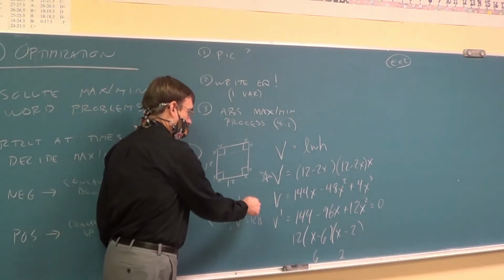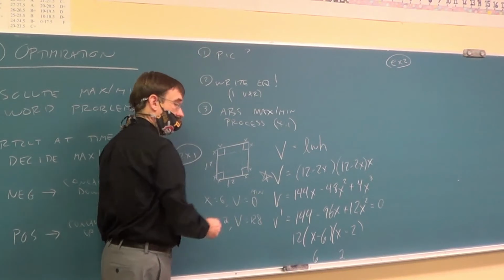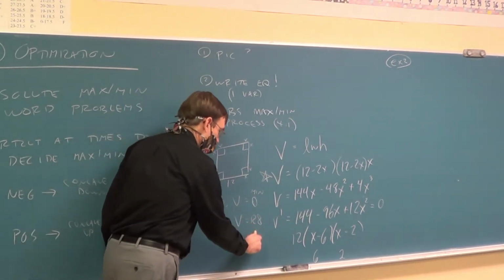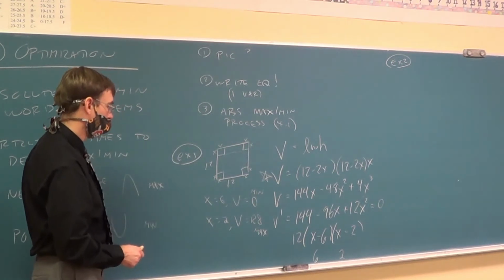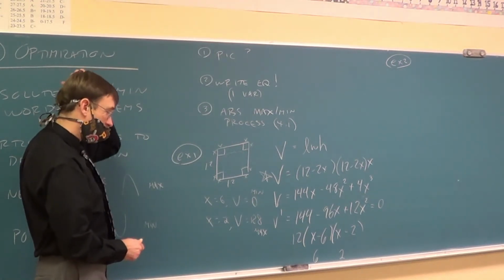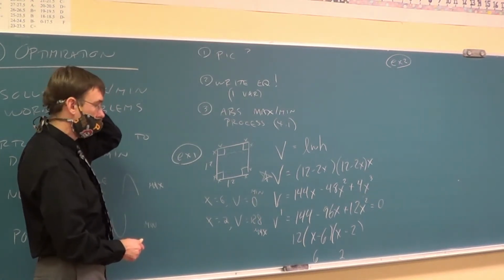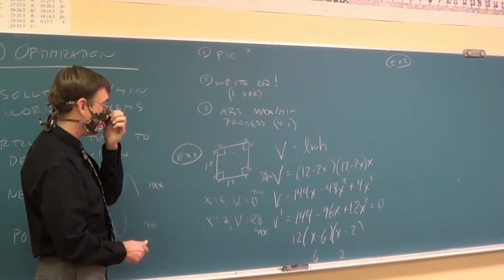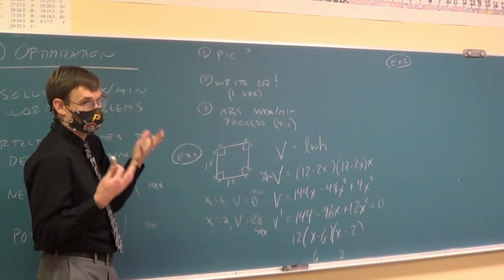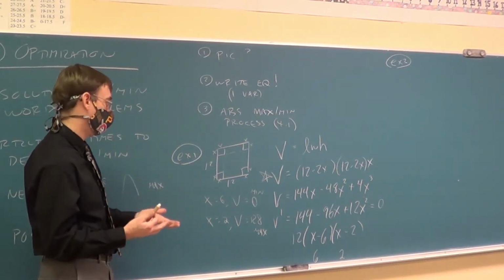So this pairing is the min, because 0 is low. This pairing is the max, because 128 is higher than 0. And then it's a question of what did they ask you? Sometimes that's what gets hard, at the end, to interpret what they even want now for me to do this.